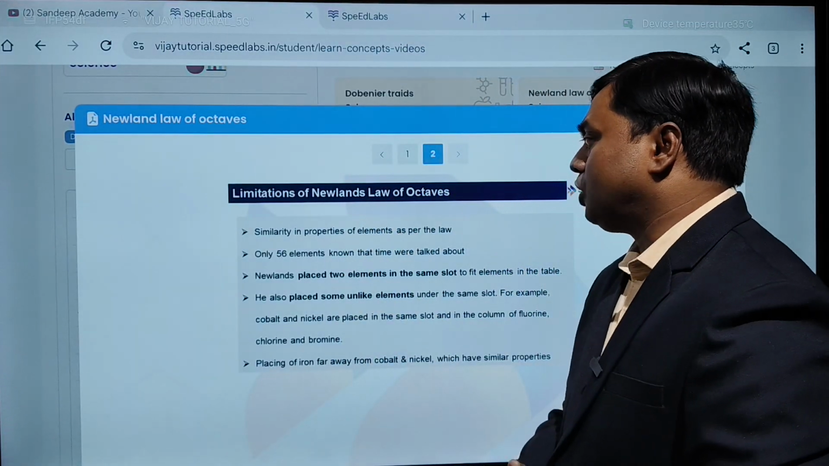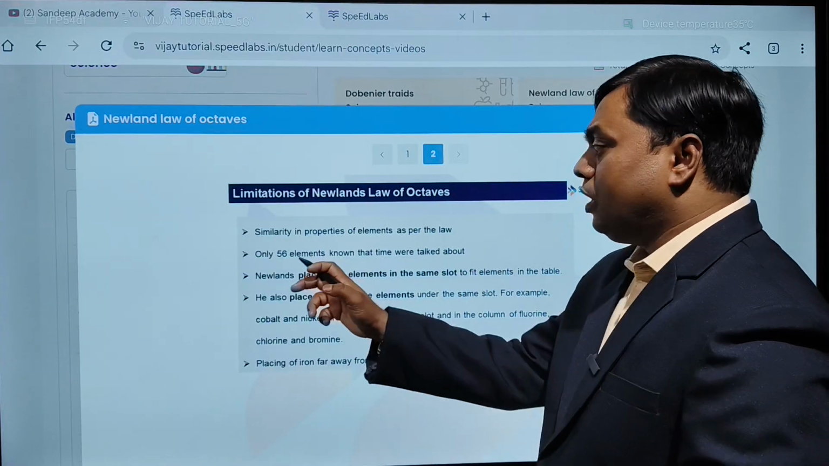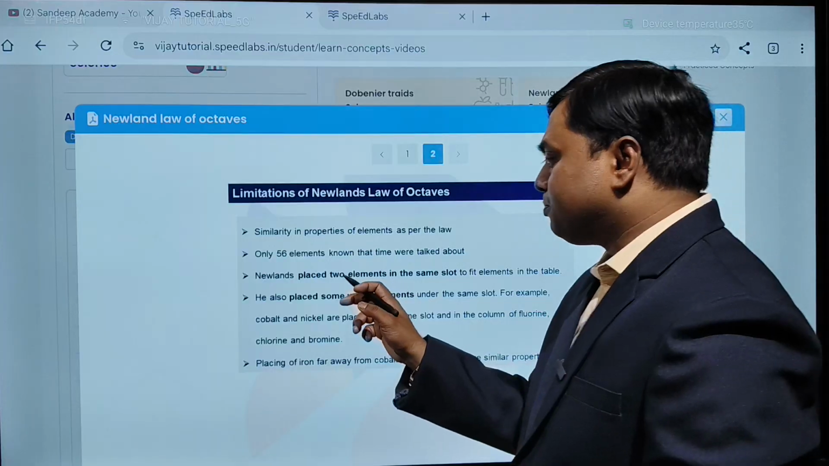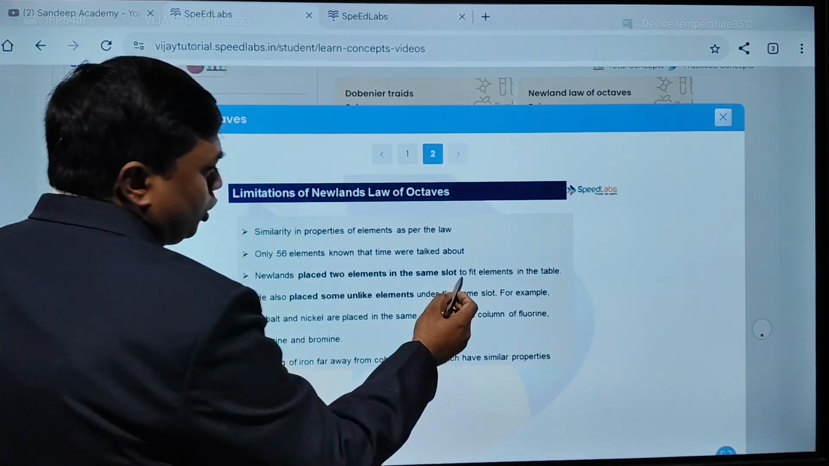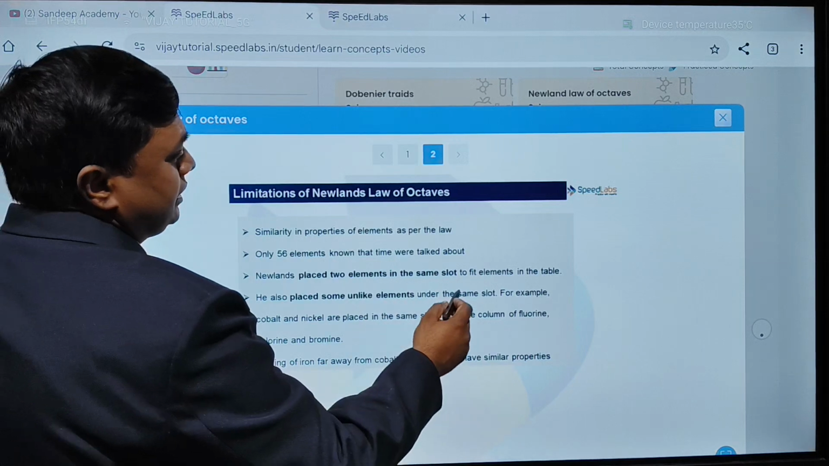Limitations of Newland's law of octave. Similarity in properties of elements as per the law. Only 56 elements known at that time were talked about. Newland placed two elements in the same slot to fit the elements in the table. He also placed some unlike elements under the same slot.